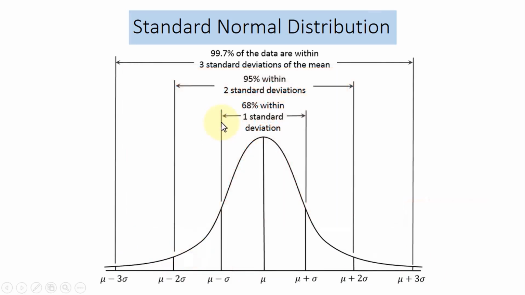So notice that 1 standard deviation implies that 68% of the observations are within 1 standard deviation of the mean. Similarly, 95% of the values are within 2 standard deviations of the mean, and then 99.7% of the data are within 3 standard deviations of the mean.